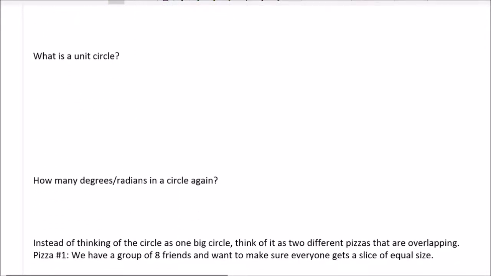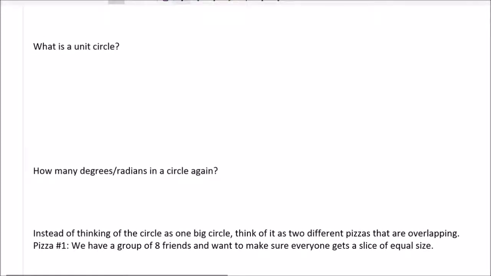Okay, so first of all, what is a unit circle? All a unit circle means is that it's a circle with a radius of 1. The reason we start out with that is because if we understand the relationships on a circle with a radius of 1, we can then scale that up or down to any size circle we want. It's just that the math is easiest to think about when we start at 1.